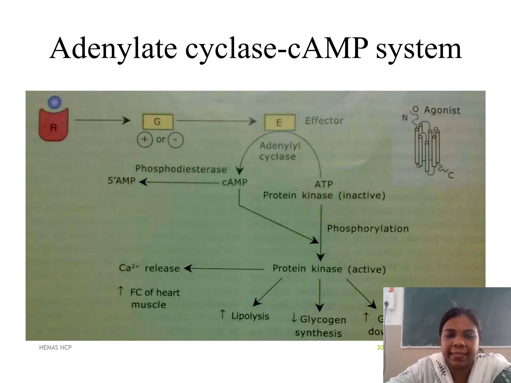So this is the adenyl cyclase cAMP system. Here cyclic AMP is produced when adenyl cyclase is activated, and may lead to protein kinase activation. Phosphorylation occurs, and protein kinase may be activated. So the protein kinase activation may lead to calcium release, increased lipolysis, and decreased glycogen synthesis.